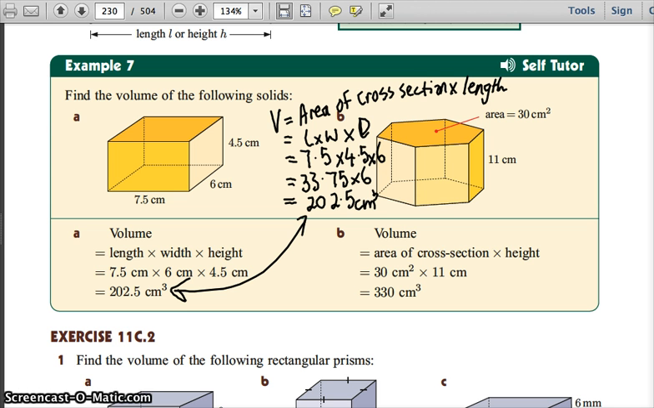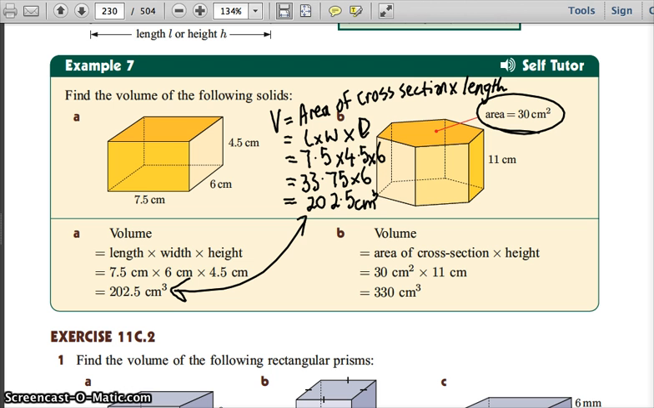So the area of the cross section works for this. Now, if we were to look at this one, do we know the formula for the area of a hexagon? No, we don't. But beautifully, they give you the area of that. They actually give you that in the calculation. That being 30 centimetres squared, the area of the cross section, and we multiply it by the height, being 11, which gives you that answer. So 202.5 cubic centimetres are in there.